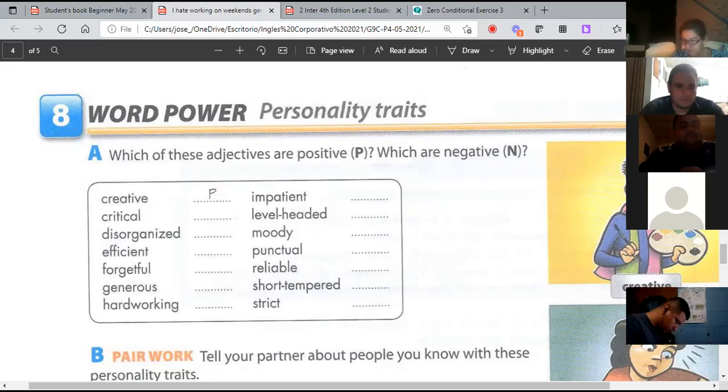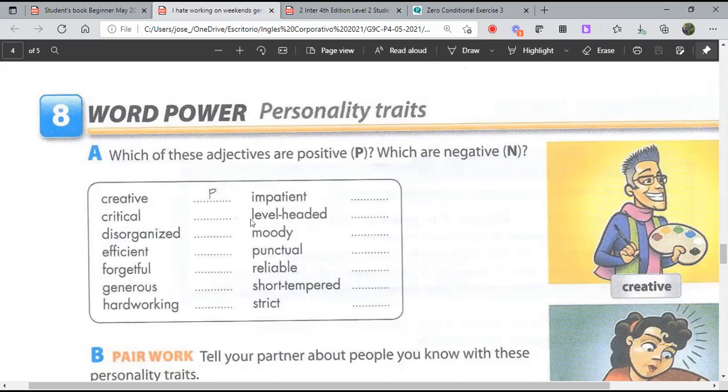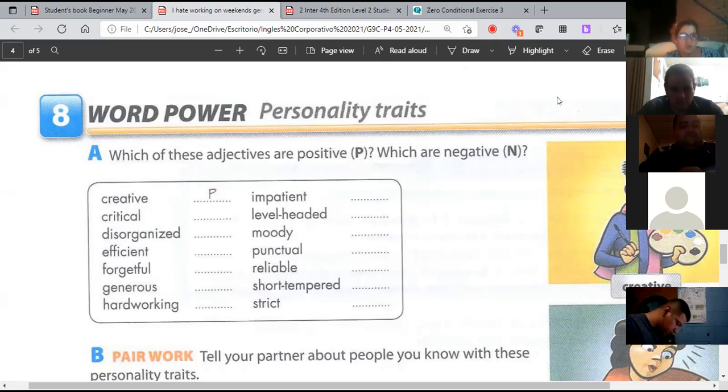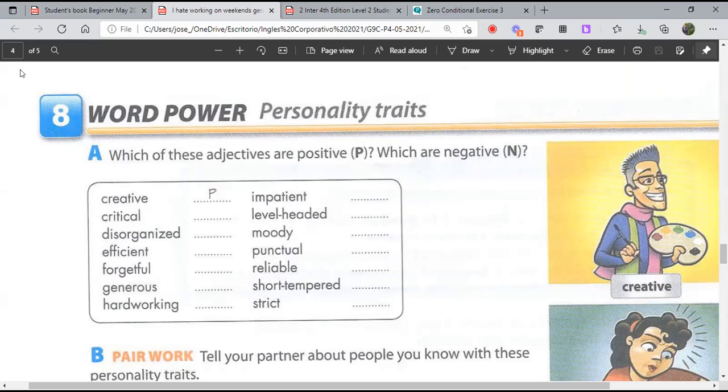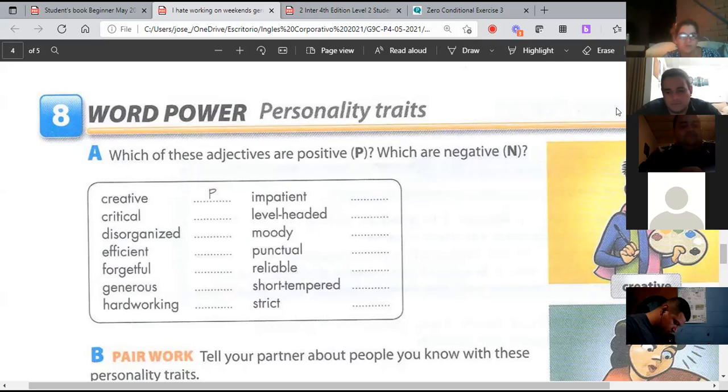So in your notebooks, what you can do is write the words, or you can just write a number. Creative is number 1, 2, 3, 4, 5, 6, 7, and then you have 14 words over there. Okay, so try to do a list from 1 to 7, and then from 8 to 14, and we're gonna write if it's positive or negative. But let me ask you, may I have a volunteer, please, that can help us do from 1 to 7, please? All right.